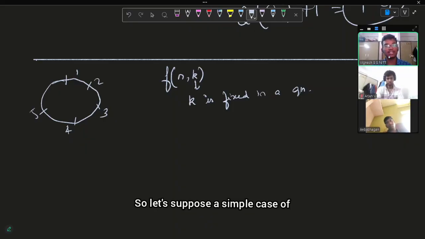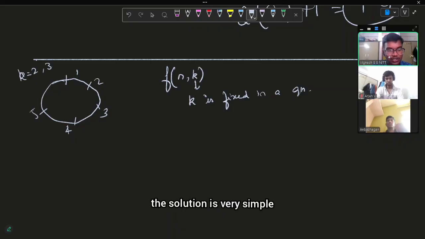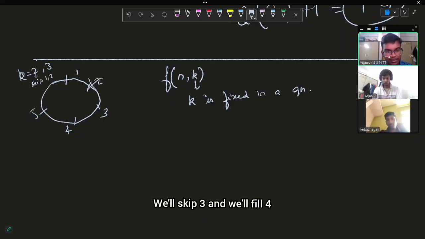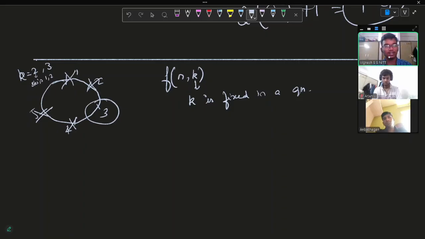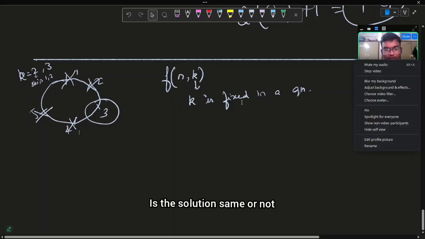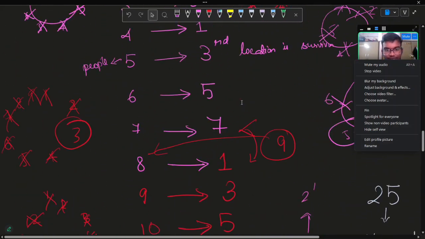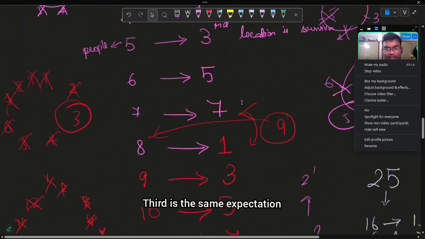So let's suppose a simple case of n is equal to 5 and k is equal to 2. For k is equal to 2, the solution is very simple. We skip 1 and kill 2. We skip 3 and kill 4. We skip 5 and kill 1. Skip 3 and we kill 5. So the solution is 3. We'll check it against the above one: is the solution the same for 5? Yeah, the solution is 3, the safest location.